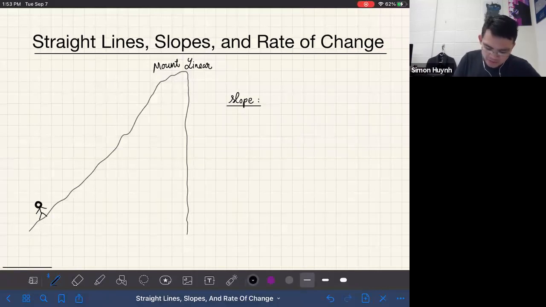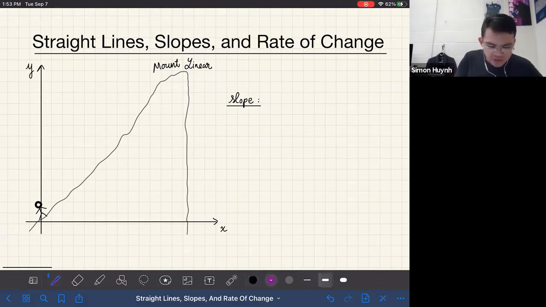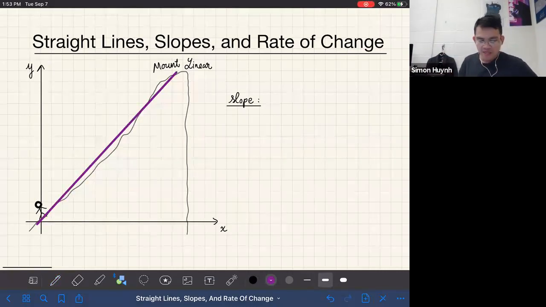So let's put in some of the axes and labeling. So we'll have the x-axis, we'll have the y-axis. So this is the x-axis, this is the y-axis, and let's just represent this mountain using a linear function, something like this. Let me use this tool. There we go. That looks better. And as we climb up this mountain, I will put a couple marks in there.